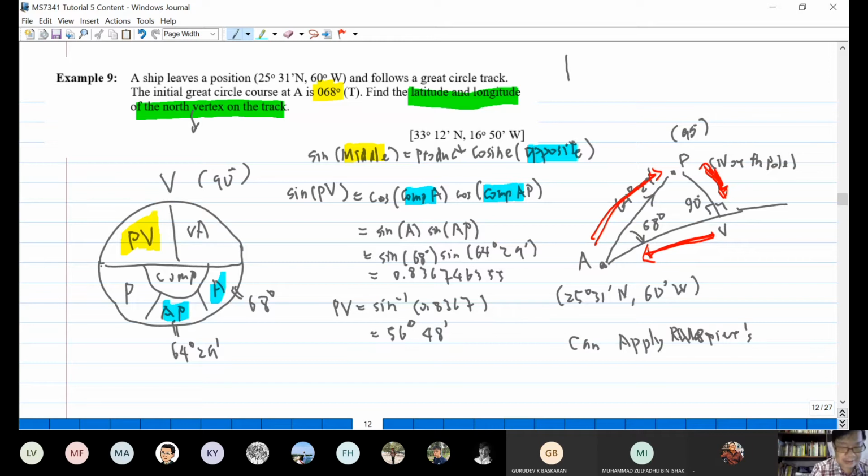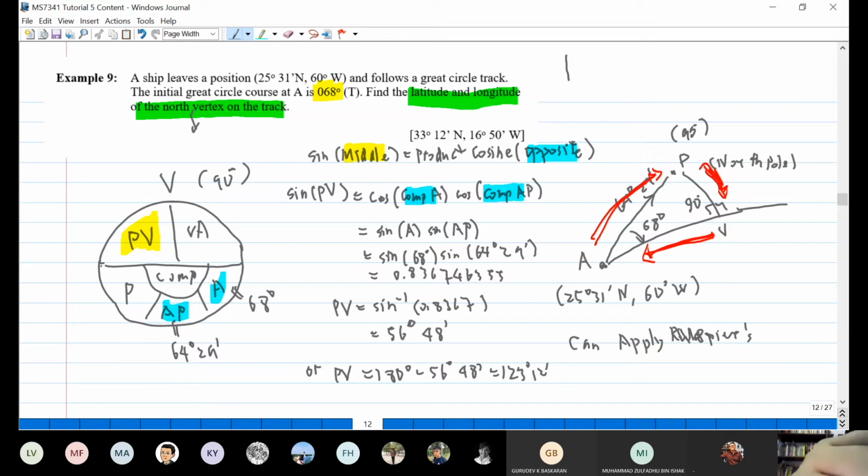What is the other possible length? Because you used sine inverse, PV could also be 180 degrees minus 56 degrees 48 minutes. Of course, this is not necessary once you know the answer already. I just tell you the other possibility. Obviously the answer is 56 degrees 48 minutes, right?